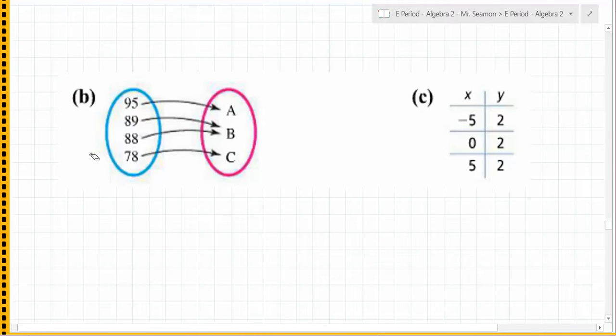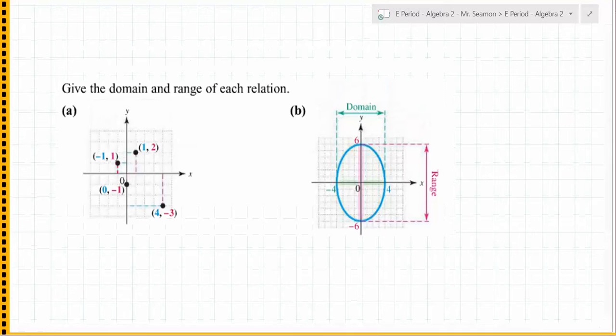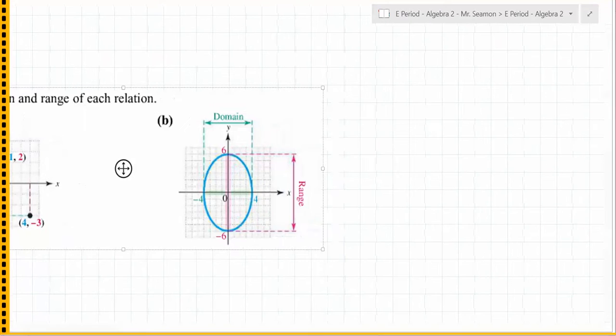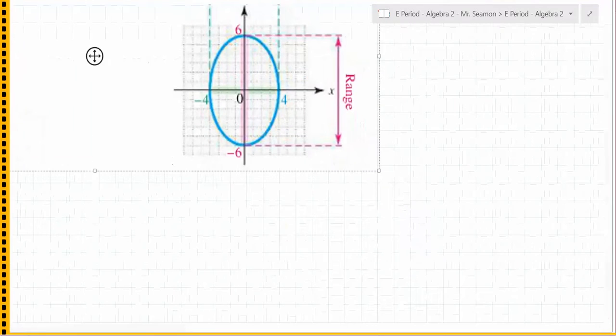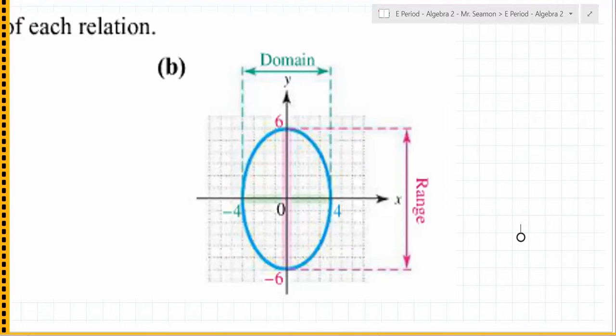So sometimes identifying the domain and range is really straightforward. It's literally taking a set of things and putting them in a list. What about if I gave you the function itself? Let's look at the one on the right here. How many points are on that oval right there? A lot. There's an infinite number of points there.